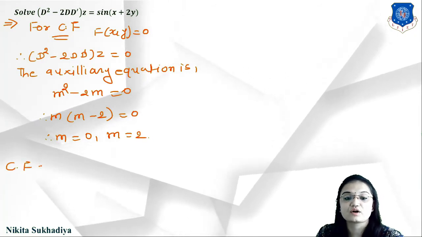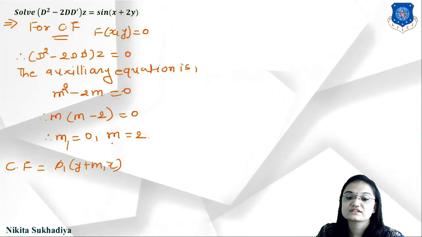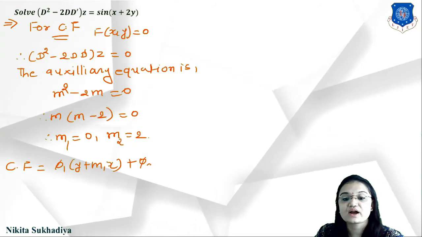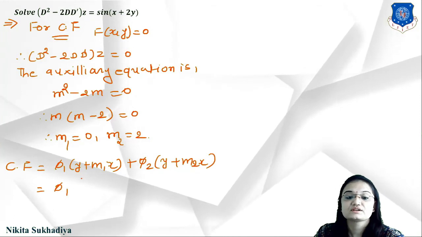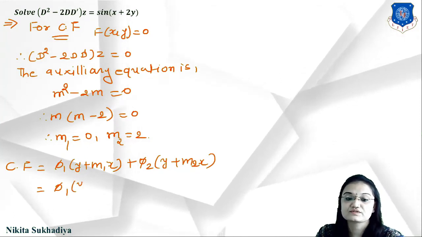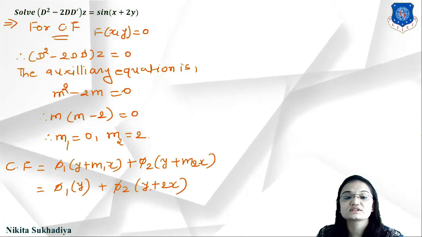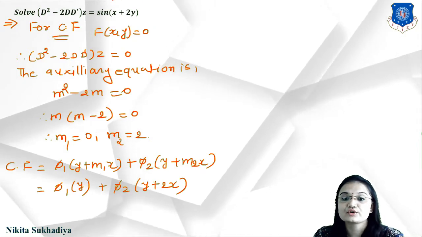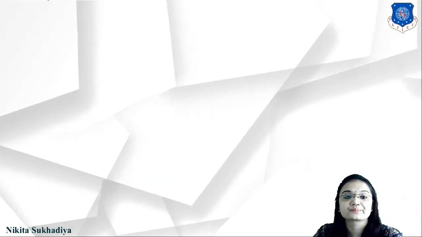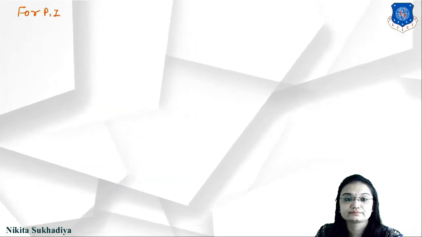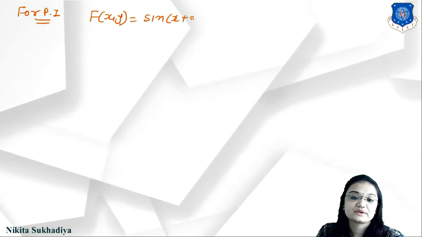So we can say that the complementary function is phi 1 of (y plus m1 x), this one is our m1, and this one is our m2, plus phi 2 of (y plus m2 x). Here m1 is 0, so this becomes phi 1 of y plus phi 2 of (y plus 2x). So this is our complementary function. Now for the particular integral we have f of x,y, that is sin(x plus 2y).